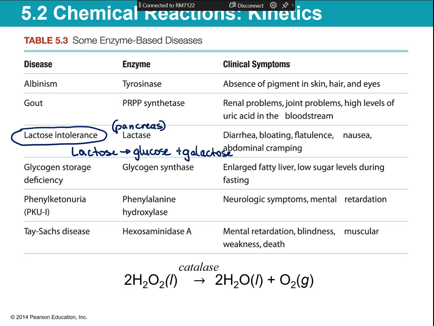So the bacteria that live in the large intestine don't have a problem using lactose. But when they eat lactose, they ferment it. When things get fermented, that produces gas. And so you start having gas molecules produced in the large intestine.